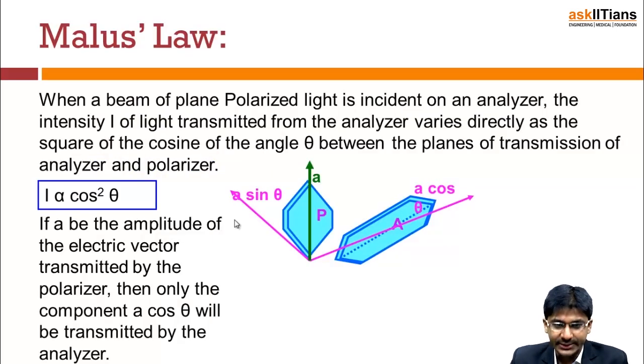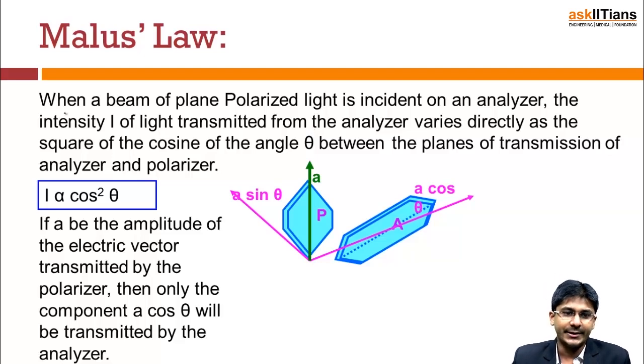Malus law: when a beam of plane polarized light is incident on an analyzer. Now what is an analyzer? This is also the same material, and it is used to analyze. In analyzing, it only blocks and allows. That's the property being used: in some direction it will block, in some direction it will allow. Because we use it to analyze, we call it analyzer. Polarize means to allow only a particular direction to pass and block all the other directions. In that case it is called polarizer, and when you are using it for analysis, it is called analyzer.